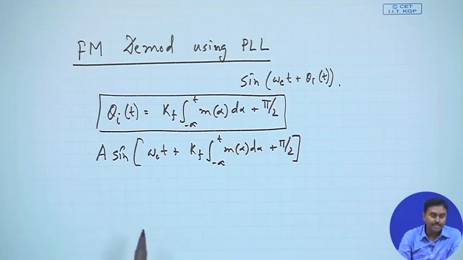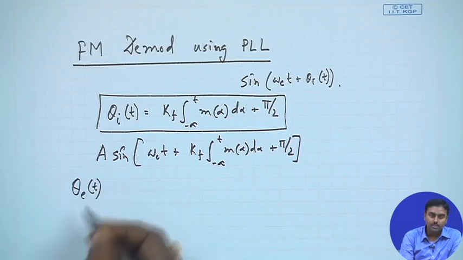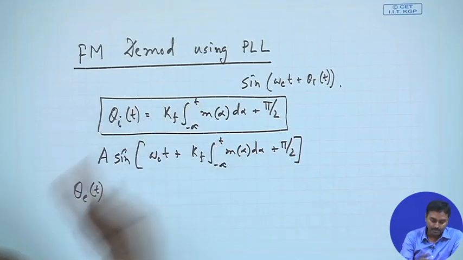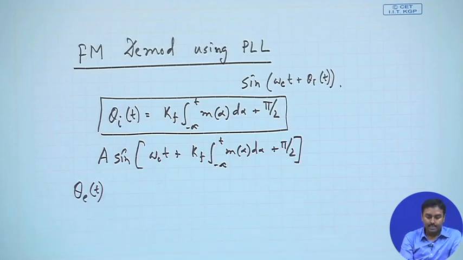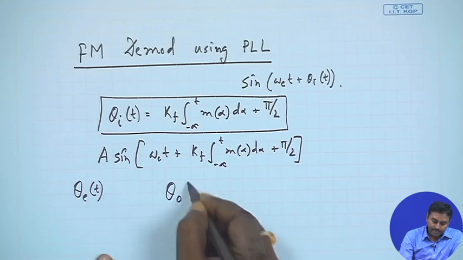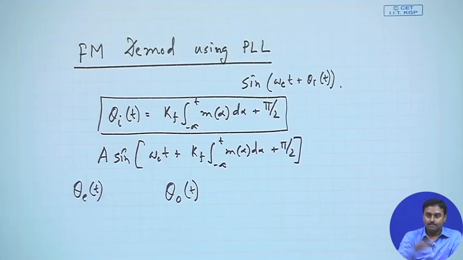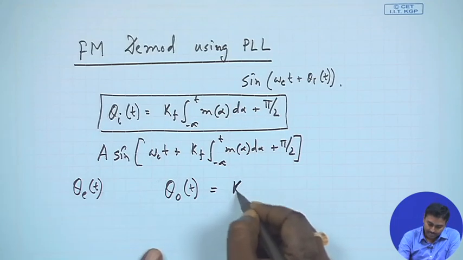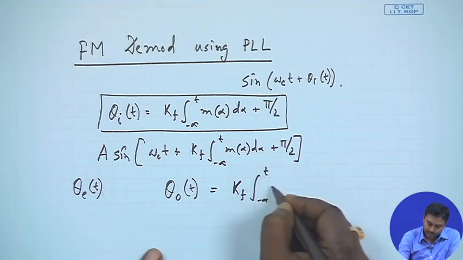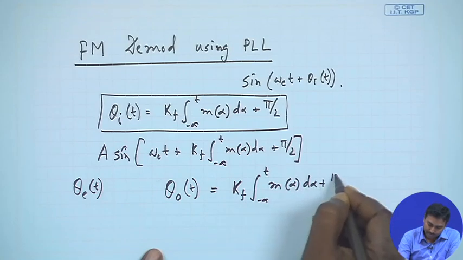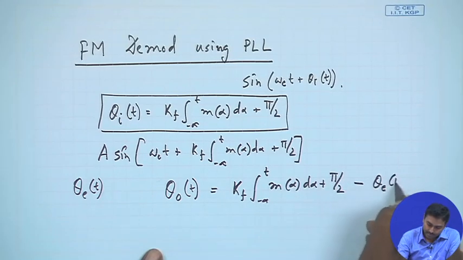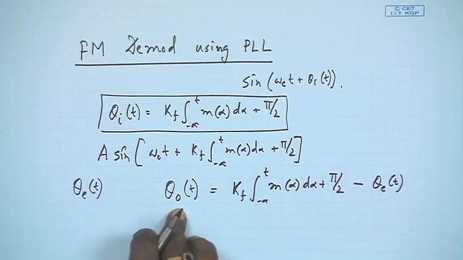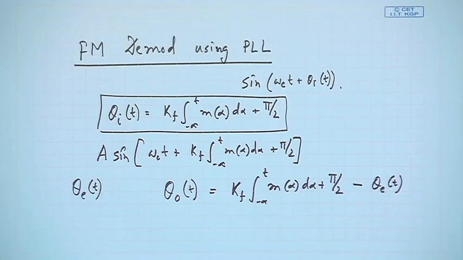Let us say the output phase error that is generated due to the locking is theta e. Of course, this should be small enough, we will see that. So, basically, the theta o(t) which is generated after the VCO, the PLL output, should be the input phase minus this theta. The input phase is k_f integration from minus infinity to t of m(alpha) d alpha plus pi by 2, minus this theta e(t). That is what it will lock to, and it will get this output phase.